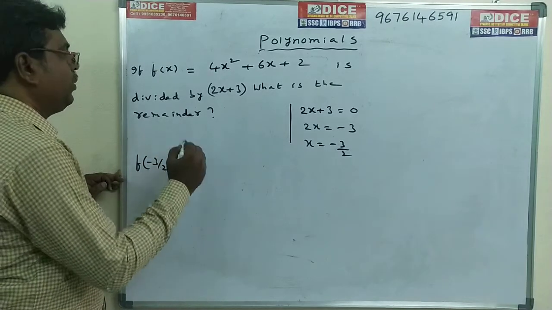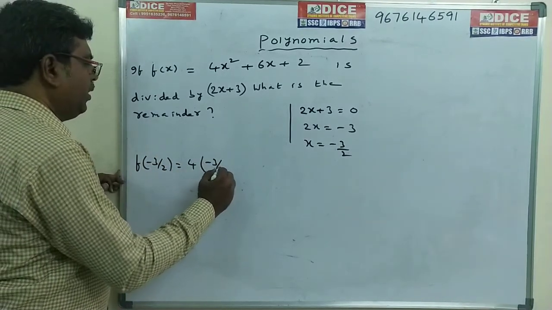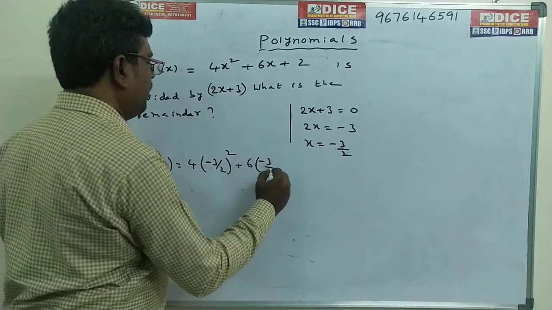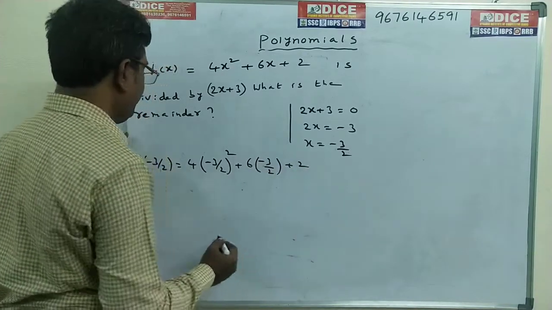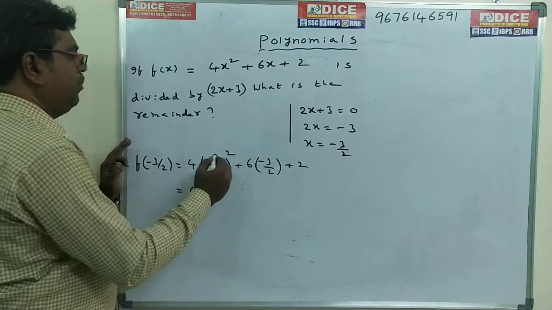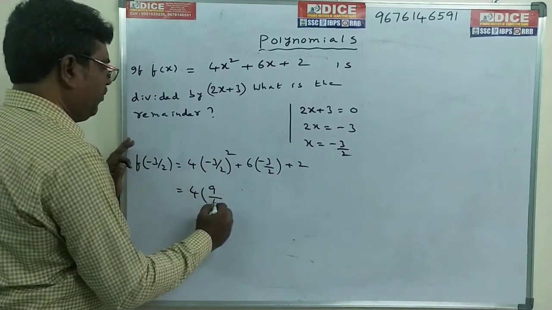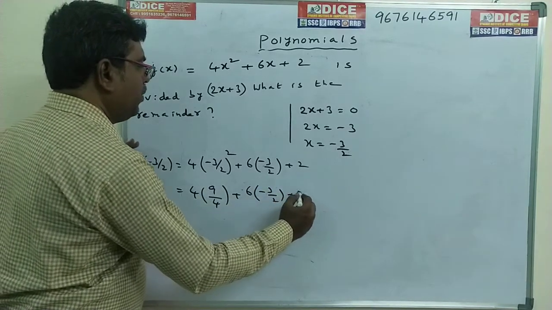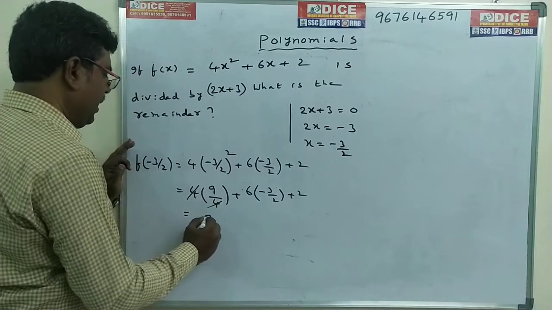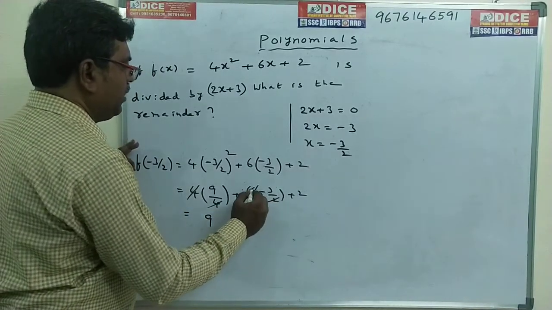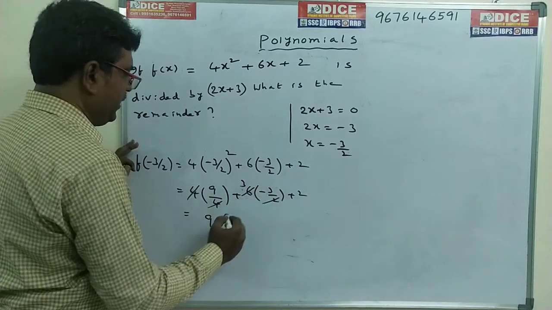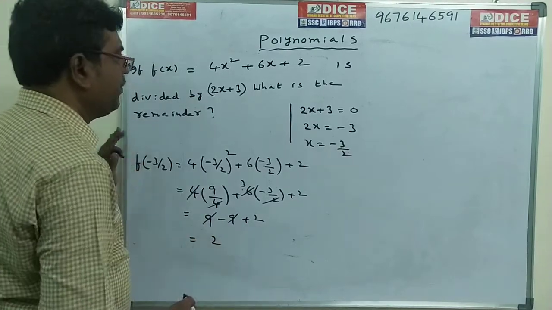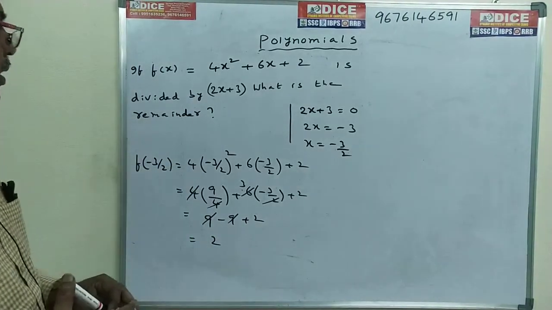f of minus 3 by 2 is equal to 4 into minus 3 by 2 whole square plus 6 into minus 3 by 2 plus 2. This is equal to 4 into minus 3 whole square, 9, over 4, plus 6 into minus 3 by 2 plus 2. This 4 cancels, 9 remaining. Here 2 1s are 2, 2 3s are 6. So 3 into minus 3 is minus 9, plus 2. Minus 9 plus 9 cancel. This is equal to 2 is the answer. So same process, 2 is the required answer.